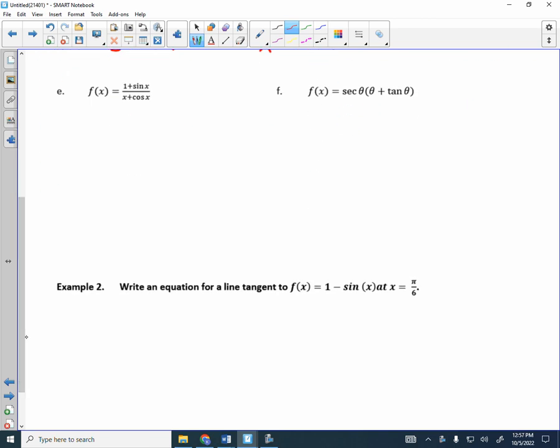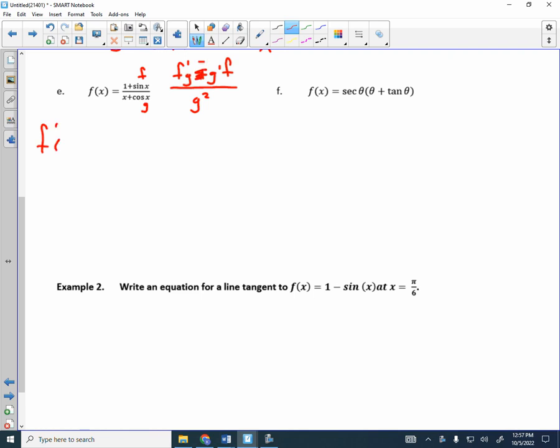Letter E. There is no way of getting around letter E. In this situation, you have to do the quotient rule. So let's go ahead and use the quotient rule. We'll call F the top, and we'll call G the bottom. And remember, the quotient rule is F prime G minus G prime F, all divided by G squared. I'm sorry, minus, thank you.